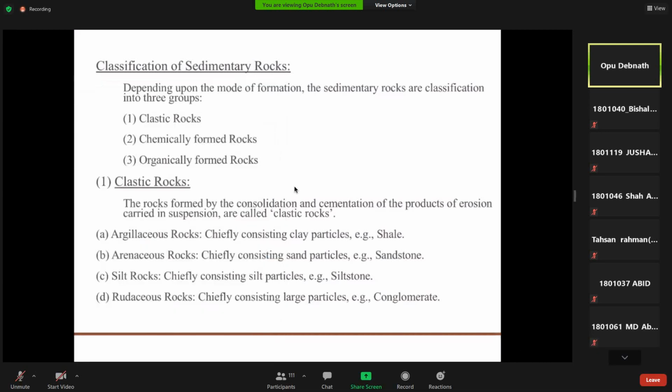In this lecture, we will start from the classification of sedimentary rocks. The classification of sedimentary rocks actually depends on the mode of formation that we discussed earlier. The sedimentary rocks are mainly classified in three categories. First one is the clastic rocks, second one is chemically formed rocks, and third one is organically formed rocks. From the name of each class, it can be easily identified in which process the rock is formed. Actually, based on the formation process, the classification is done.